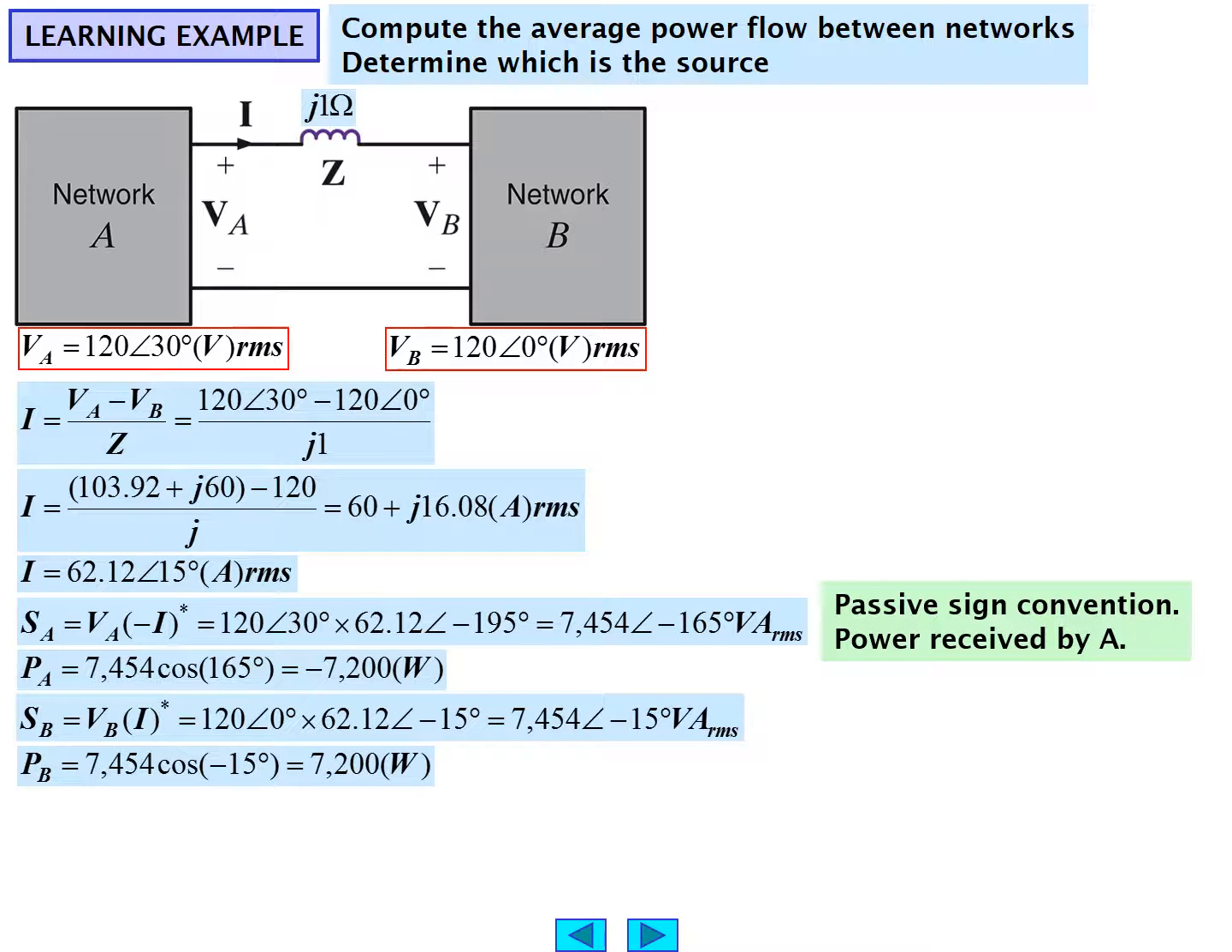PB then, the active power in network B, even though it's cosine minus 15 degrees, of course we really can't tell from the even nature of cosine, but we would write that as plus 7,200 watts because of the convention, how current is flowing, and the resulting complex powers. So B supplies 7.2 kilowatts average power to A.